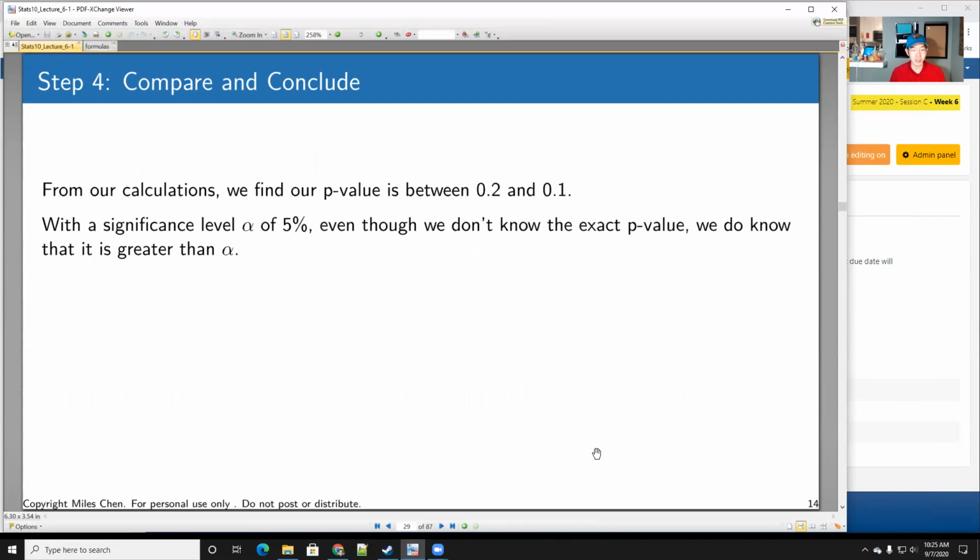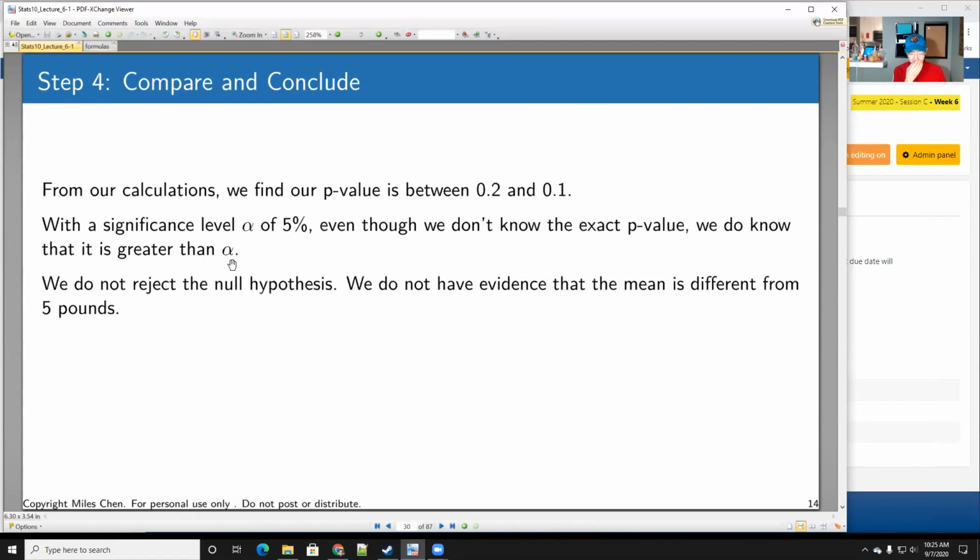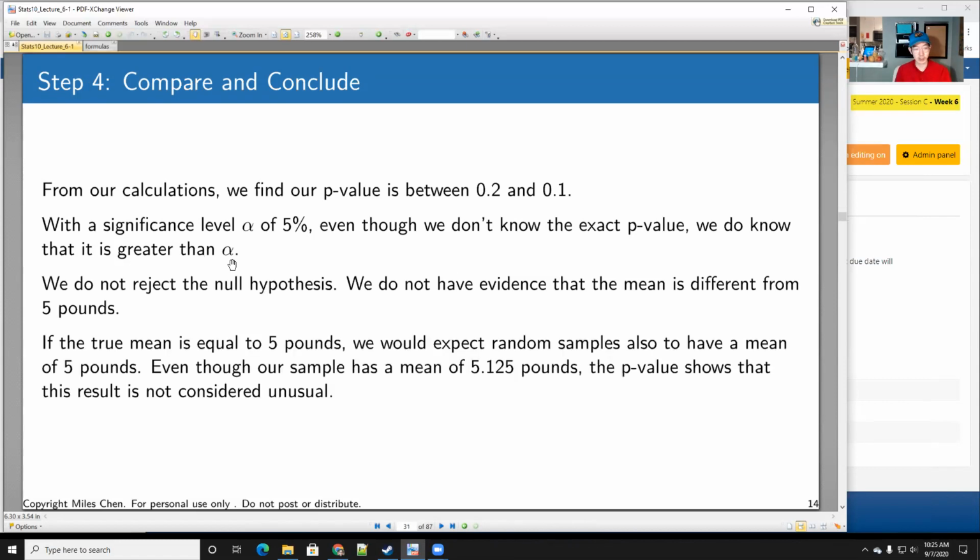Okay, so this is just the conclusion. If the p-value you get is between 0.2 and 0.1, we will not reject the null because our p-value is greater than alpha. And so we say we do not have evidence that the mean is different from 5 pounds. If the true mean is equal to 5 pounds, we would expect random samples also to have a mean of 5 pounds. And even though our sample has a mean of 5.125 pounds, this is not an unusual result.